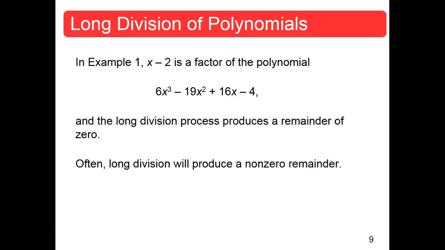I don't guess so. In example 1, x minus 2 is a factor of the polynomial. The long division process produces a remainder of 0. Often the long division will produce a non-zero remainder, meaning that was not a factor in the first place. Okay, if you get a non-zero remainder, that means it wasn't a factor.